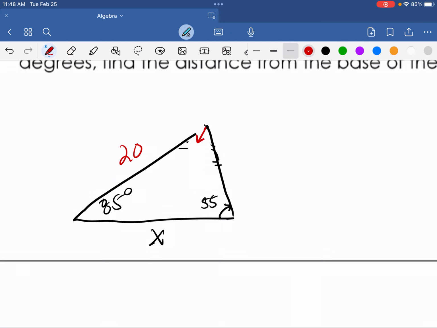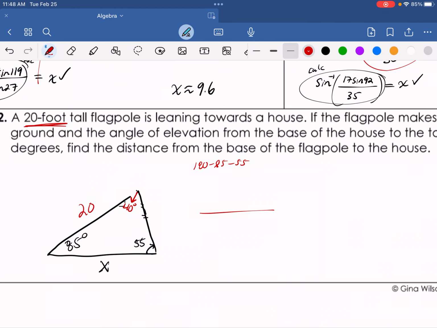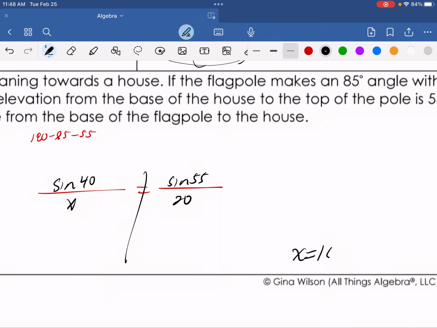So again, 180 minus 85 degrees minus 55, and you should get 40. And now you can do the law of sines, where you make your two fractions, right? Sine 40 is with x, and then we need sine 55 with 20. We don't need the 85 anymore. And then you solve for x. So you can flip them and then multiply, and then you'll be good. And you should get x is approximately 15.7 feet.